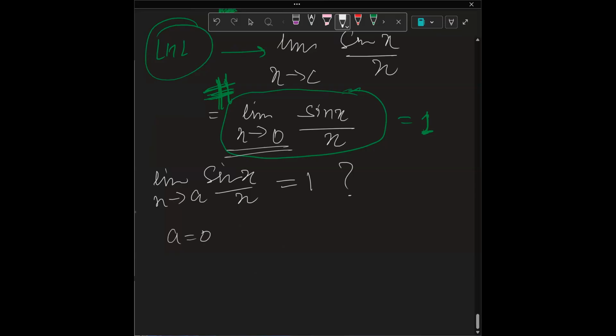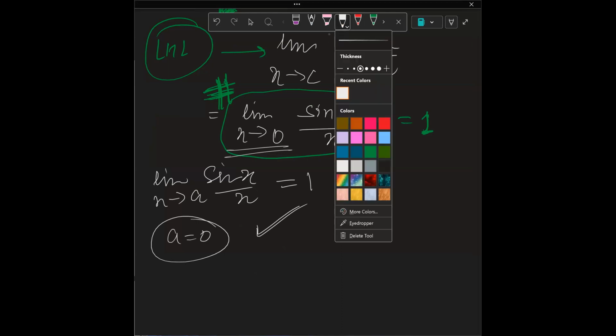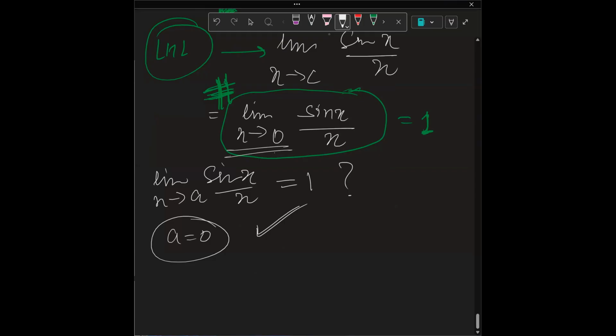But a can be 0, na? So why did you say no? You have to tell that when a is 0, then this condition can be satisfied. So this is a very important thing, that your limit should be tending to 0. Then only you can say that sin x over x is 1. Okay.